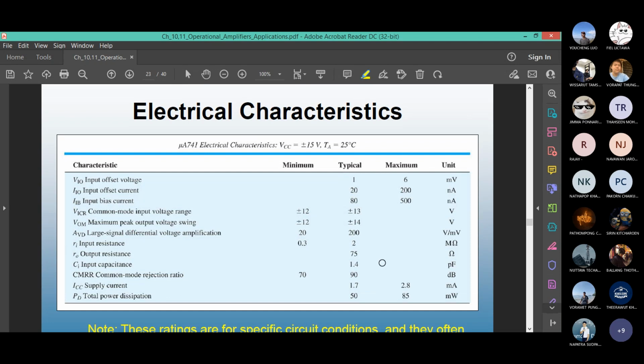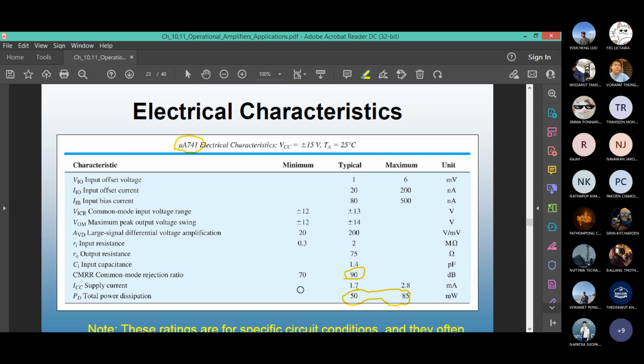Electrical characteristics. This is a specific model of op-amp IC, the micro A741. You can see the typical and maximum values and the units. CMRR, I'm particularly looking at CMRR. This is the first thing I look at. The common mode rejection ratio is typically 90 decibels. Power dissipation is also something I would look at before I design any circuit or device. You can see it is a maximum of 85 milliwatts.